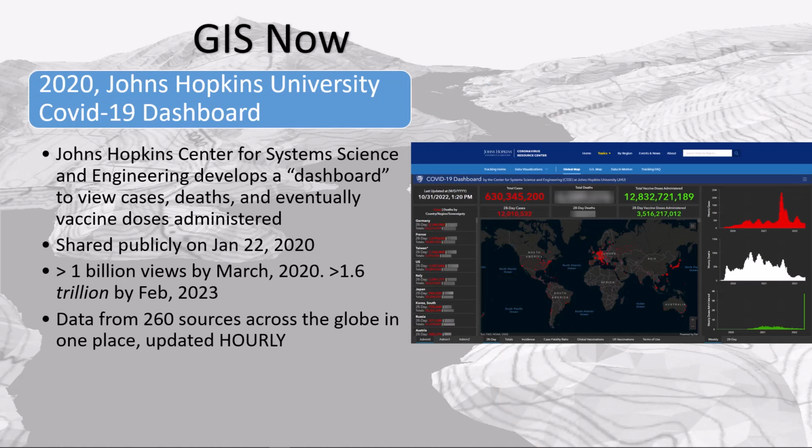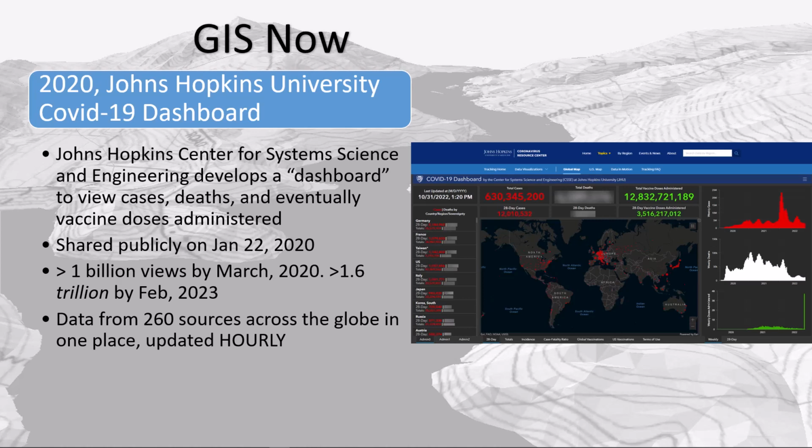Let's look at GIS today. The COVID-19 dashboard by the Johns Hopkins University Center for System Science and Engineering is a prime example of what GIS stands for today. You may very well have seen it or heard about it before. It is somewhat of a coincidence that perhaps one of the most popular uses of GIS today is also an example of epidemiology in action.